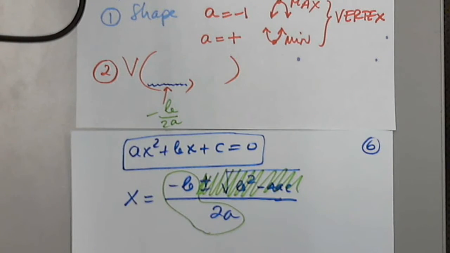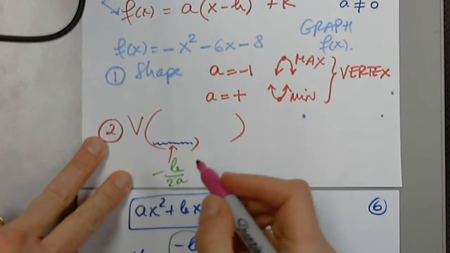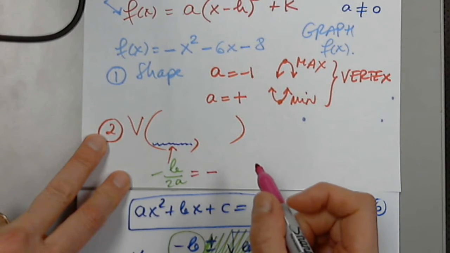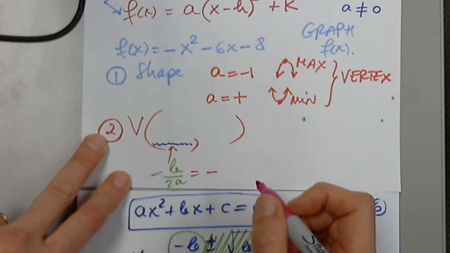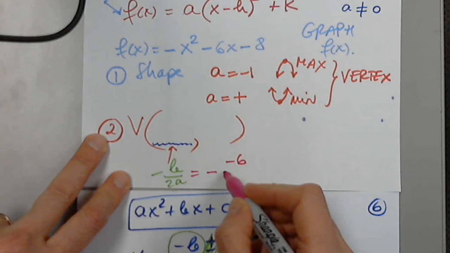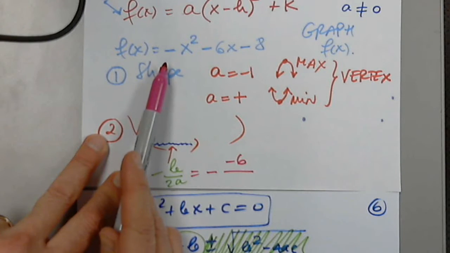That's called something. The argument? Yes, it is the argument because it's the x value. If you want to call it that, that's good. So let's identify it. Negative, outside, what is b in our function? -6. Very good. Divided by 2 times a.